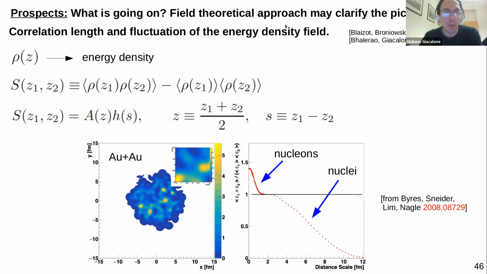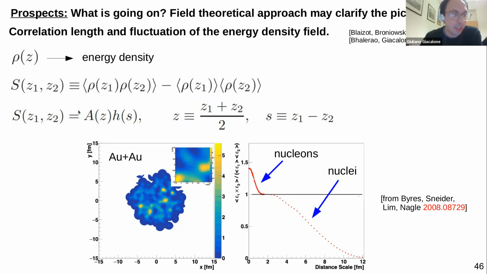I believe a way to approach this problem is to look at the field itself, at how the fields fluctuate, which means that the energy density field is in general something like this in a gold collision. This is an example from one paper. Somehow a natural way to see how this fluctuates is by studying correlation functions. So this is, if you want, the connected two-point function of this field, where the average is over several events in a centrality class, for instance.